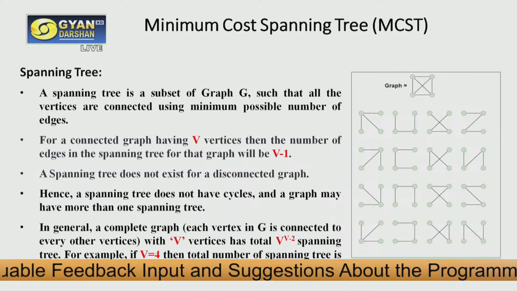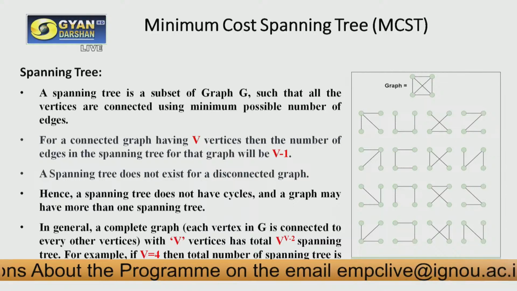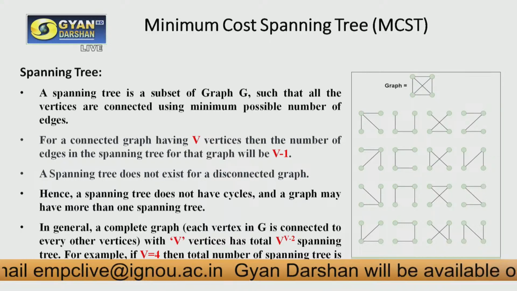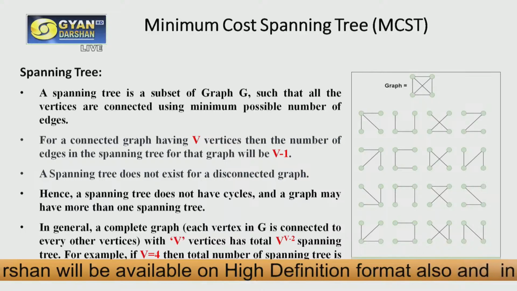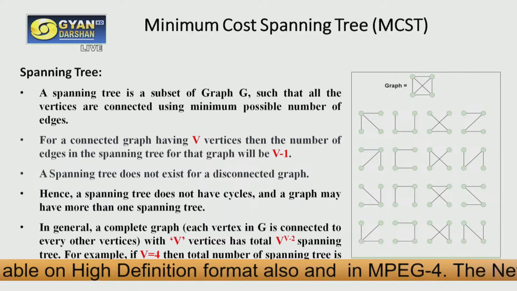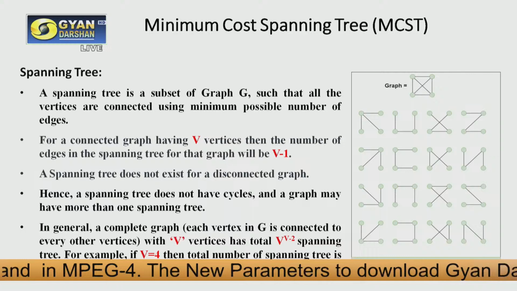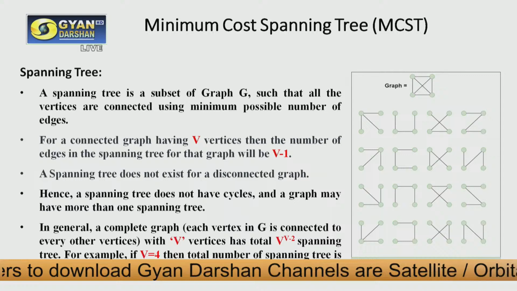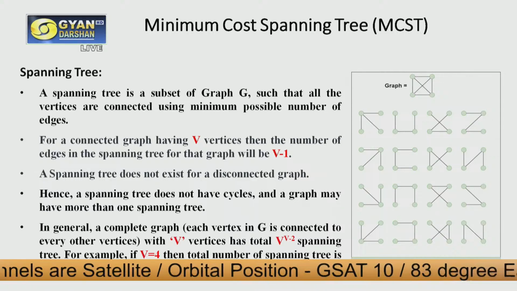Here in this slide you can see a graph having 4 vertices. It is a fully connected graph. For this, the possible spanning trees are given below the graph. For 4 vertices, if it is fully connected, there are 16 possible spanning trees. All 16 possible spanning trees are shown, and we can see that every spanning tree has 4 vertices and 4 minus 1, that is 3, edges. So that is the definition of a spanning tree.